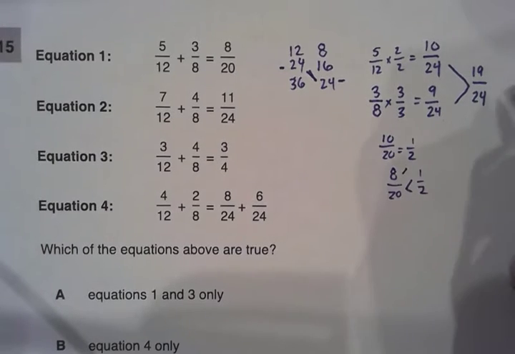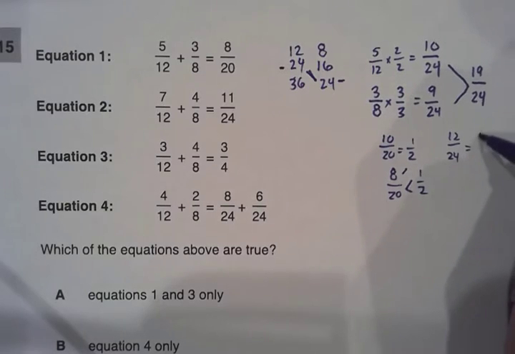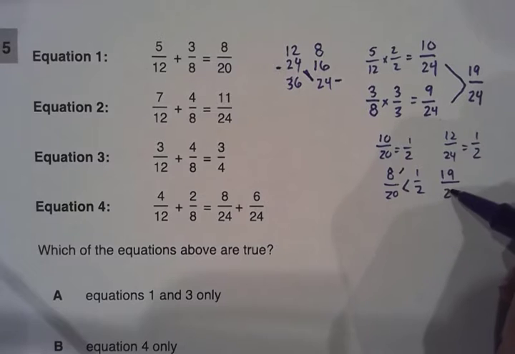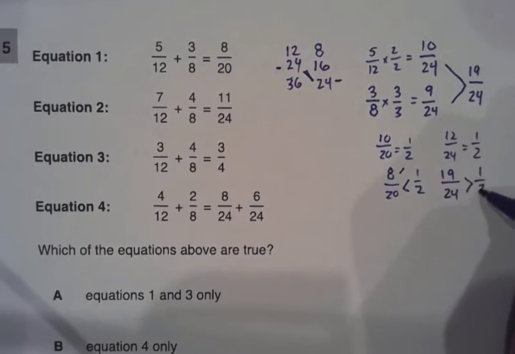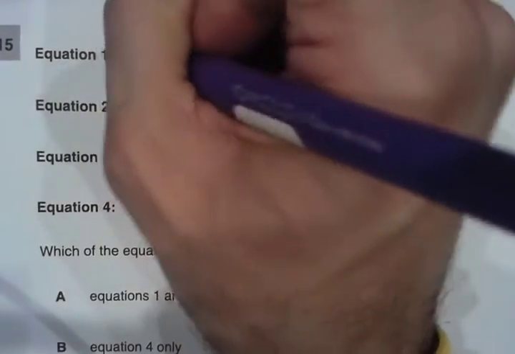1/2. Then for 24ths, I know 12/24 equals 1/2, and 19/24 is greater than that. So I know this is greater than 1/2. So these two cannot be the same. So equation 1 is not correct.